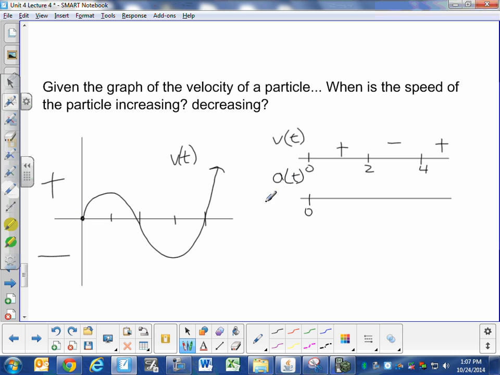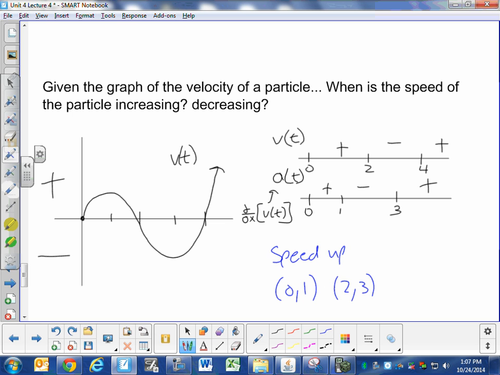The acceleration would be the derivative of velocity, or the slopes of my velocity function. They are positive until 1, negative until 3, and then positive thereafter, which means I am speeding up between 0 and 1, between 2 and 3, and then after 4. Can you also just look at where it's moving away? That's when the signs would be the same.